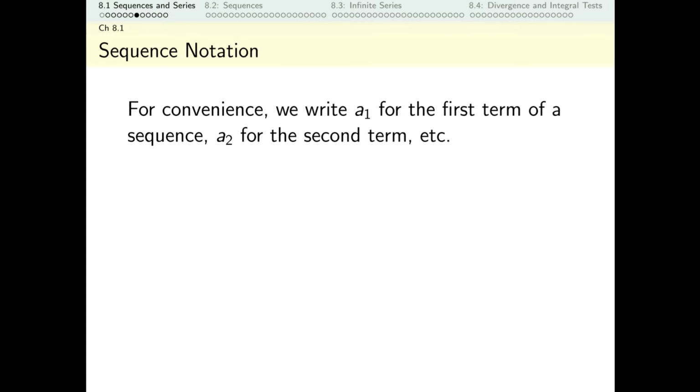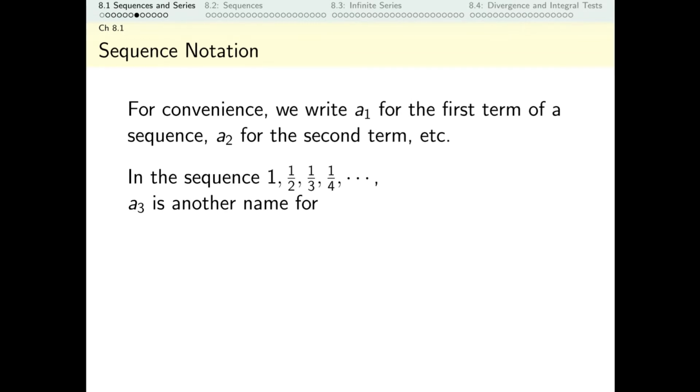For convenience, we often write a sub 1 for the first term, a sub 2 for the second term, and so on. So if I'm using the same sequence that I had before, think to yourself just for a second, what is A3? A3 is the third term, 1, 2, 3, so A3 is another name for 1/3.